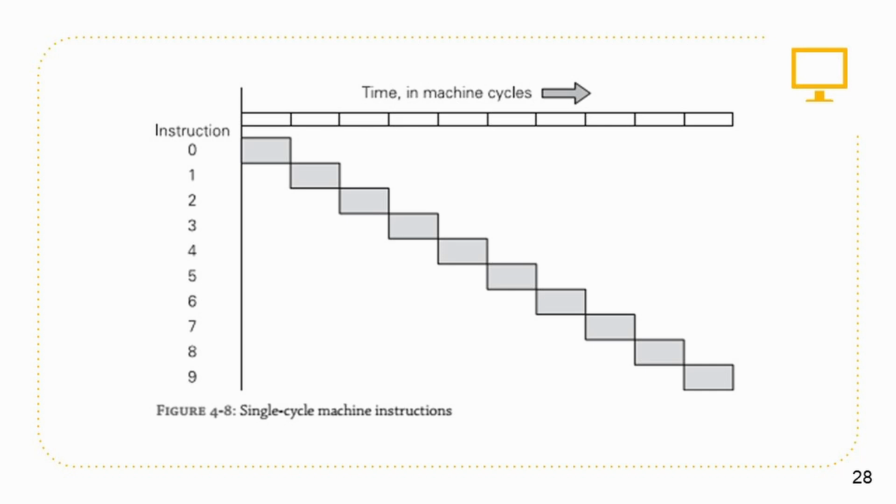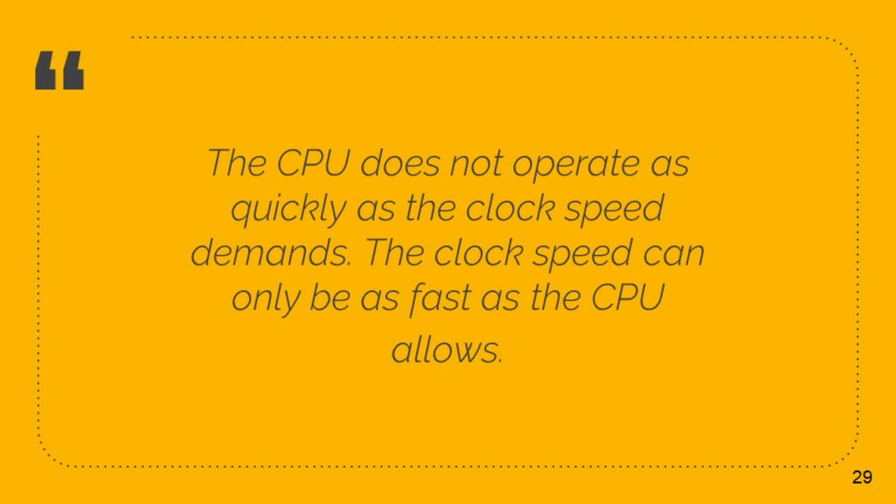Overall, the time taken for an instruction to execute depends on a variety of factors, including its complexity, resource requirements, dependencies, and the specific characteristics of the CPU architecture. Designers strive to optimize instruction execution to minimize latency and improve overall CPU performance. The CPU does not operate as quickly as the clock speed demands. The clock speed can only be as fast as the CPU allows.